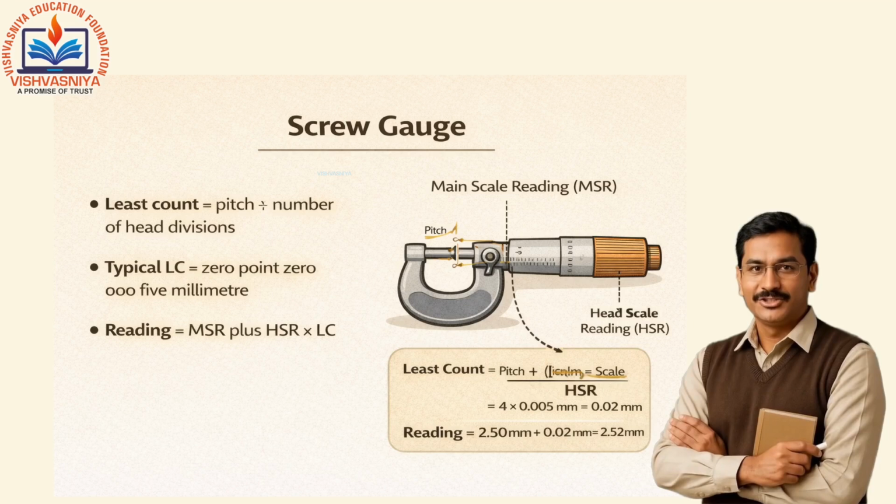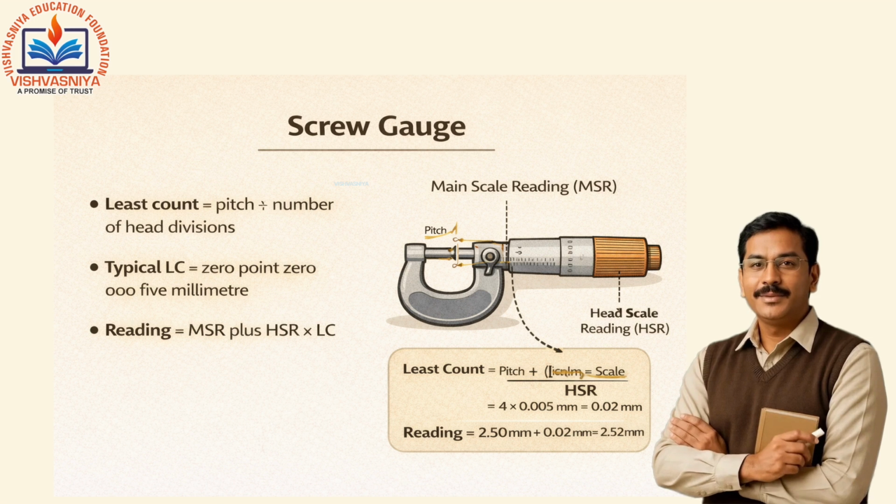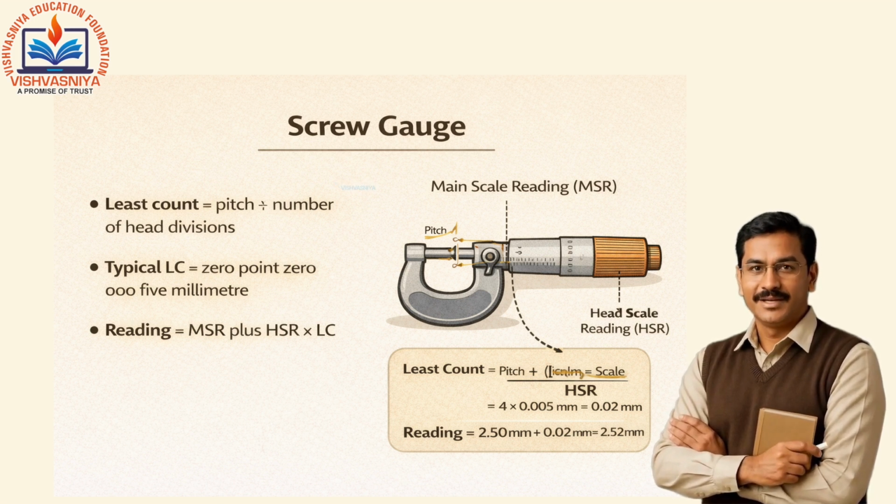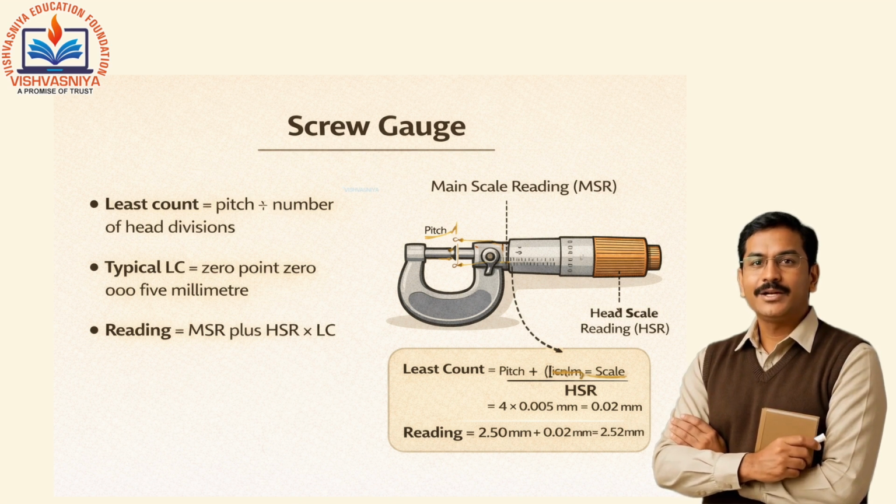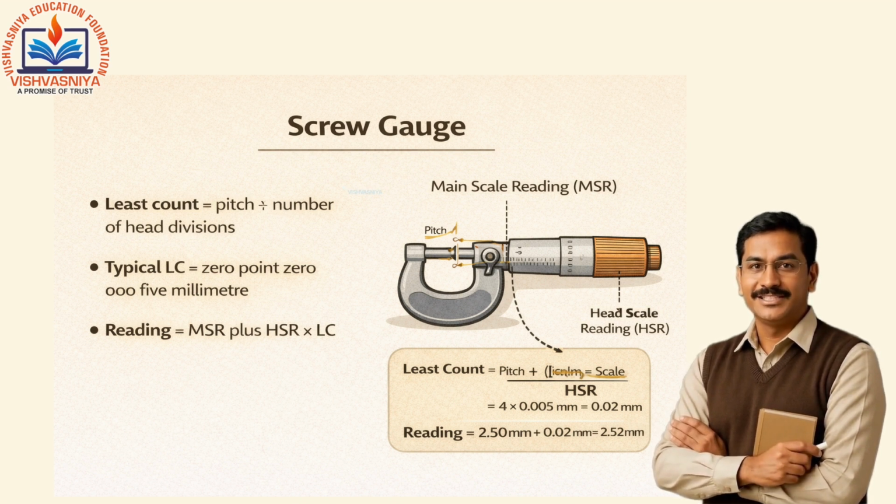A screw gauge is used when very high accuracy is needed. Least count is calculated as: least count equals pitch divided by number of head scale divisions. A typical least count is 0.005 millimeter. Measurement formula: Reading equals main scale reading plus head scale reading multiplied by least count.